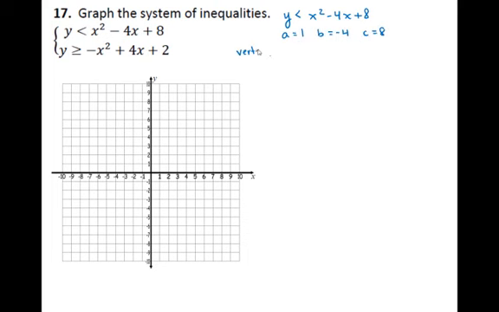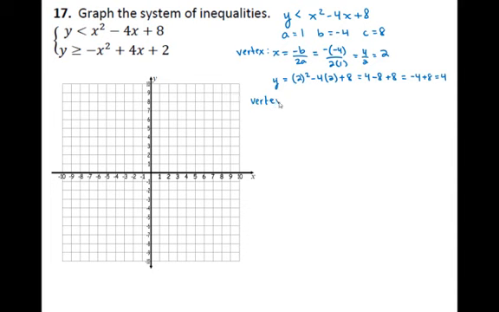To find the vertex, I need to do x equals negative b over 2a. That's negative 4 over 2 times 1. That's 4 over 2, which is 2. To find the y value, I'm going to substitute. So 2 to the second power minus 4 times 2 plus 8. That's 4 minus 8, which is negative 4. Sorry, this should have been a plus 8 here. Negative 4 plus 8, which is 4. So the vertex of this parabola is at 2, 4.